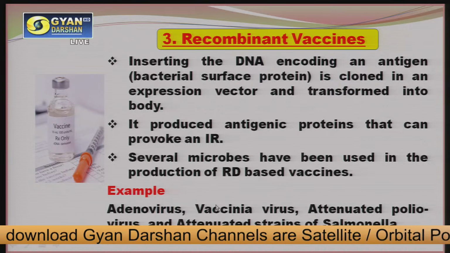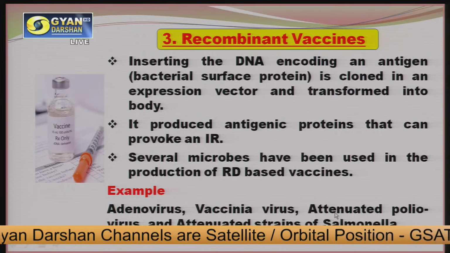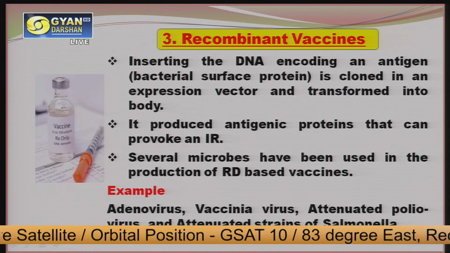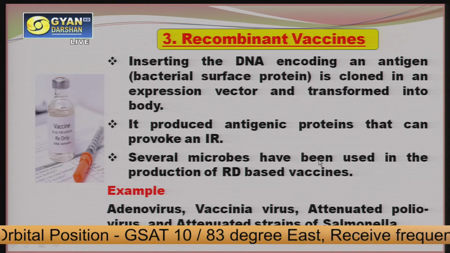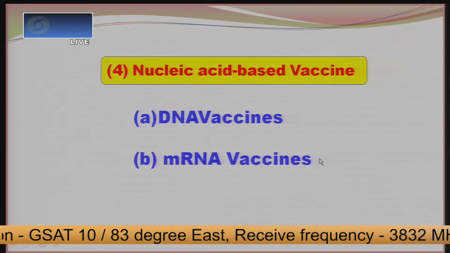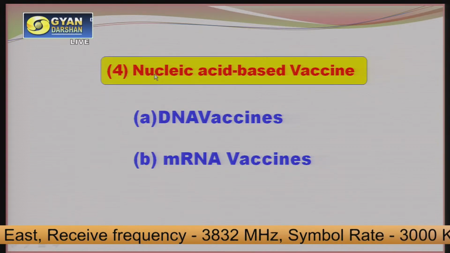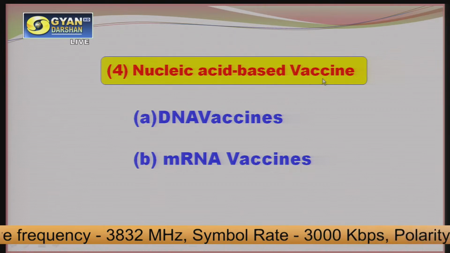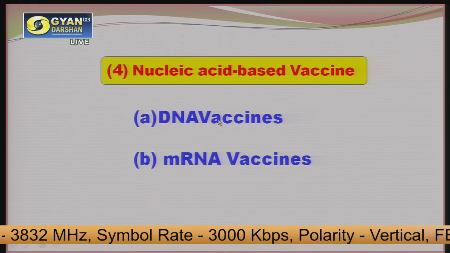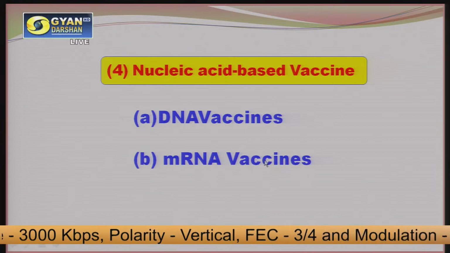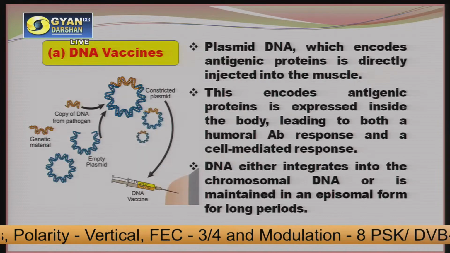Examples include adenovirus, vaccinia virus, attenuated polioviruses, and attenuated strains of Salmonella, which come under these categories. Another is the fourth type of vaccine, known as the nucleic acid based vaccine. The first one is the DNA vaccine, another is the mRNA vaccine. So I want to discuss them one by one.